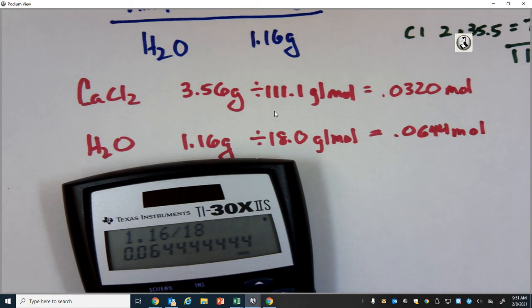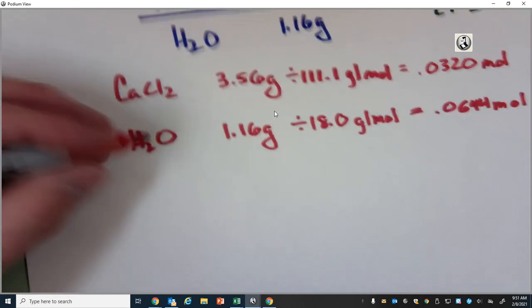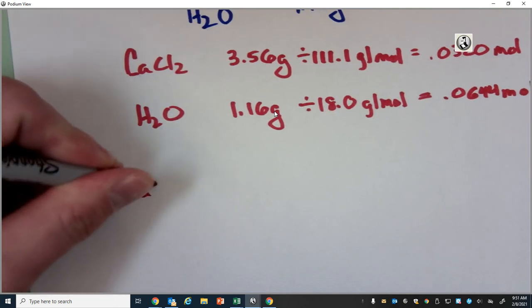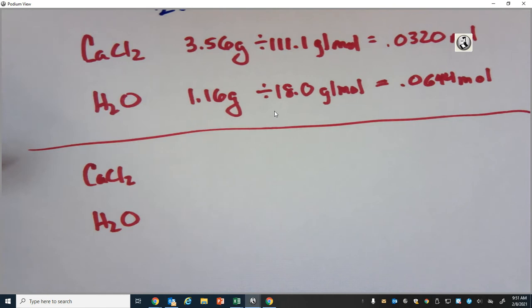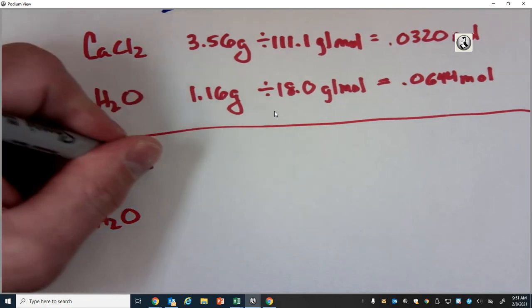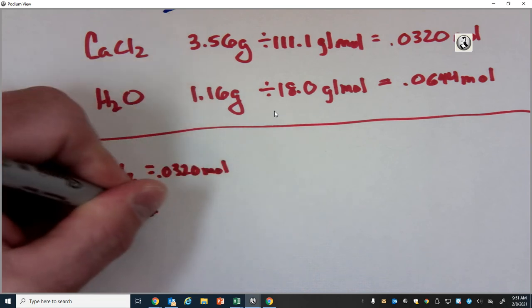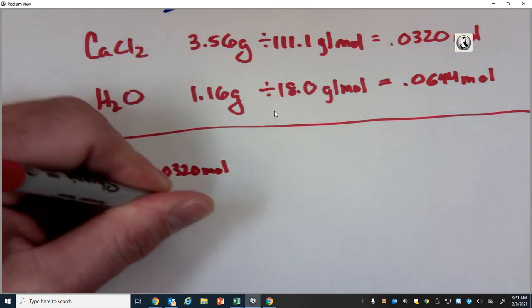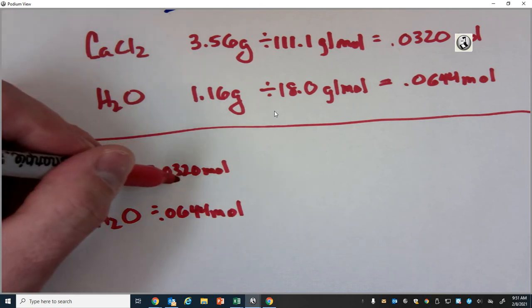Next step is divide by smallest. So once again, I'm out of room on this, so I'm going to come over here and continue carrying this down. Calcium chloride and water, because it's easy to keep them together like this. I'll just draw a line so it's kind of like a separate thing. We've got 0.0320 moles, and we've got 0.0644 moles. All right, percent of mass, mass to moles, which is where we are.